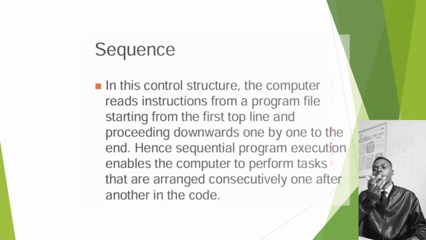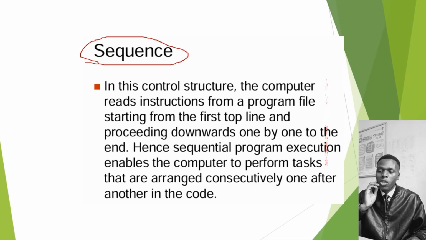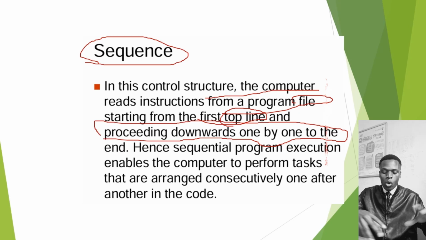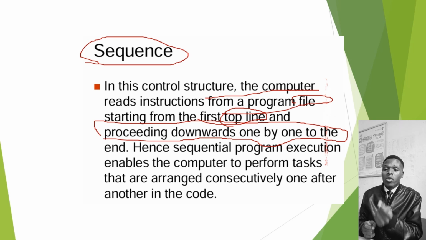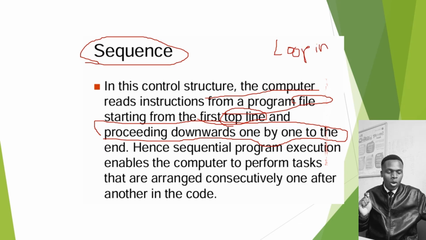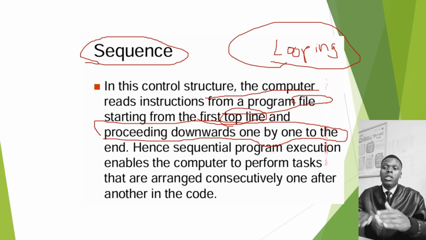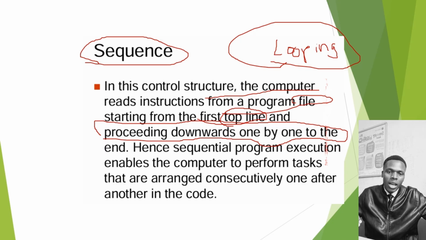So, sequence. In this control structure, the computer reads instructions from a program file starting from the first top line and proceeding downwards one by one to the end. There's no jumping, there's no control telling it to jump this one, go. You will see there are others where, when you use iteration, it keeps on looping inside until the condition goes false, so that it can go downwards, or it can come up again. You will see that one. This one does not have control. It is the program as it is running, the compiler goes to the first line, second line, downwards until the end.